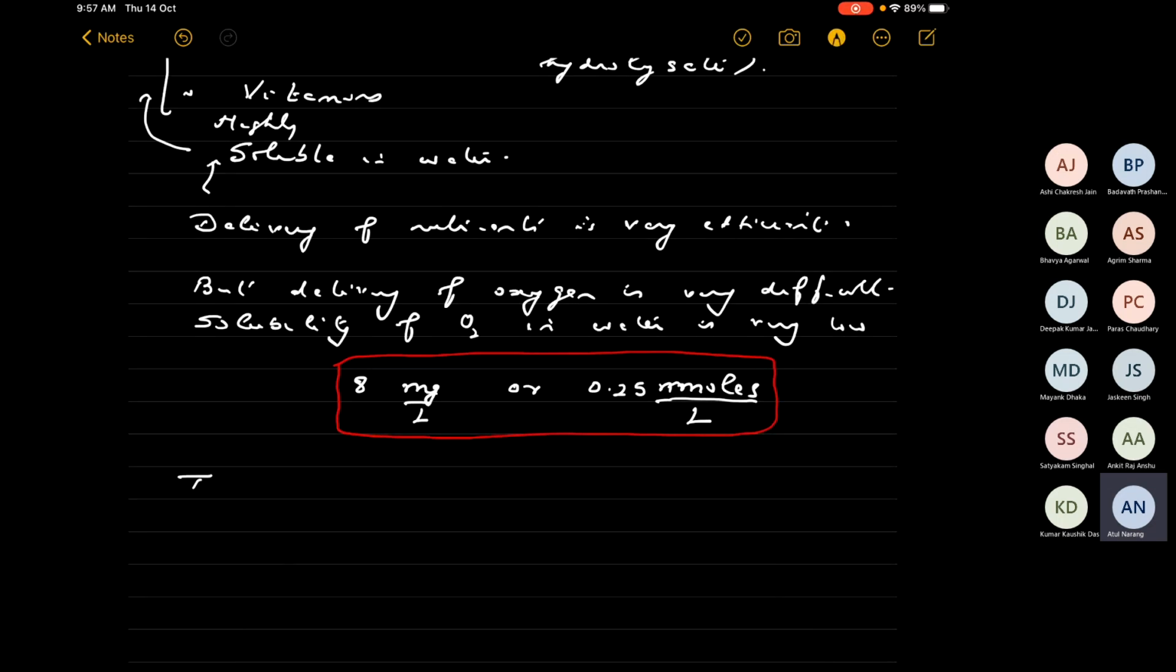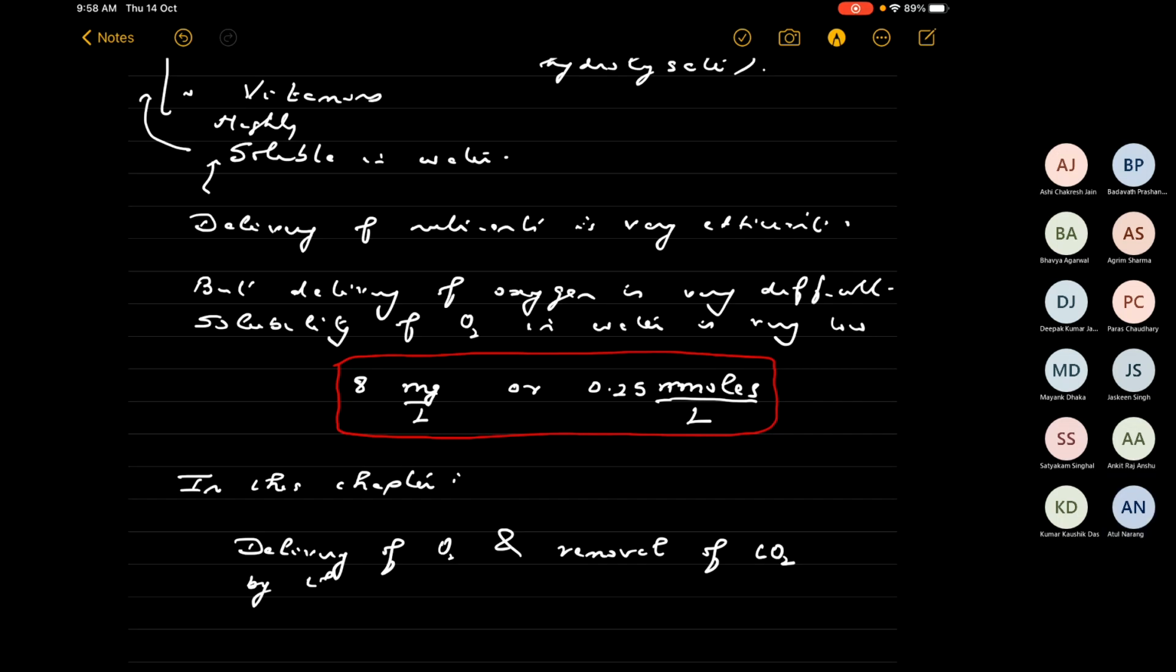So in this chapter, we're always concerned with delivery of O2 and removal of CO2 by the gas bubbles.